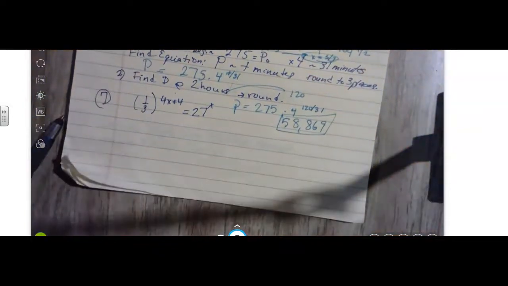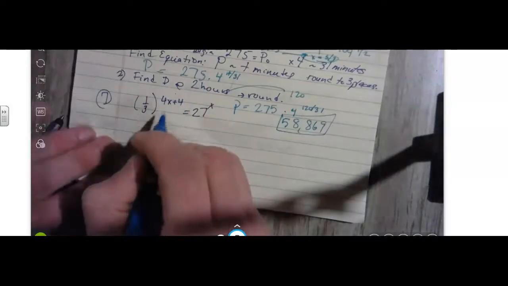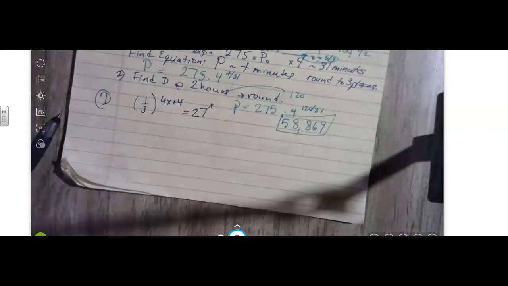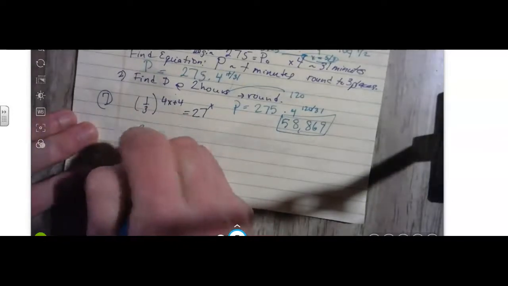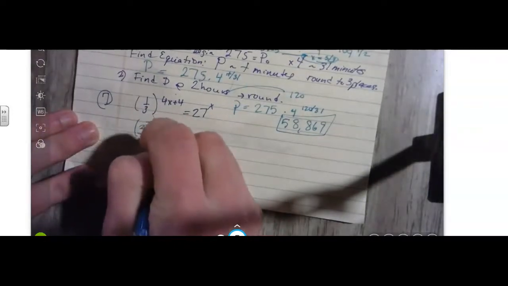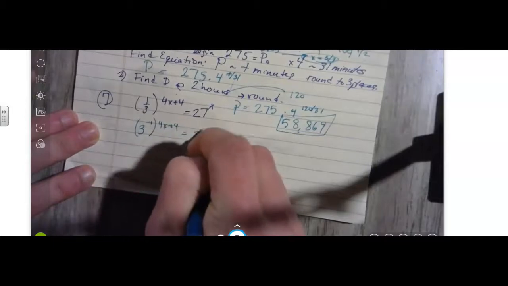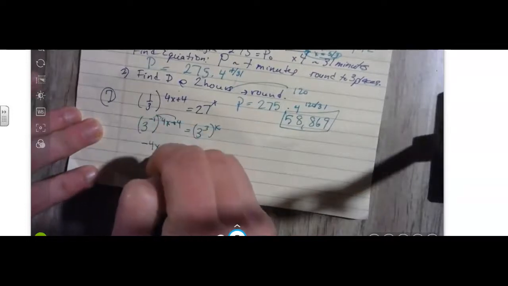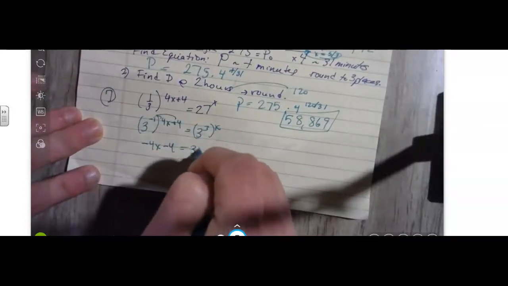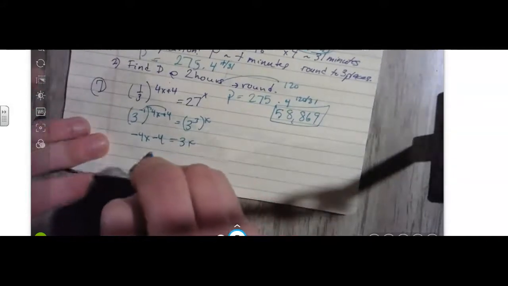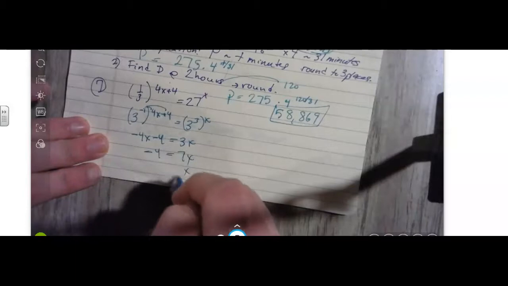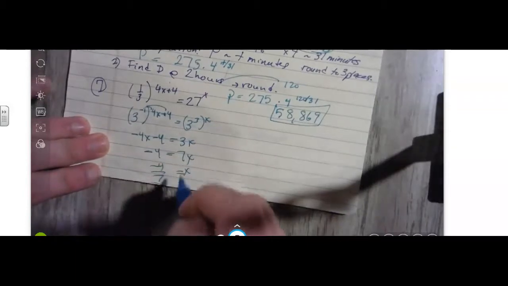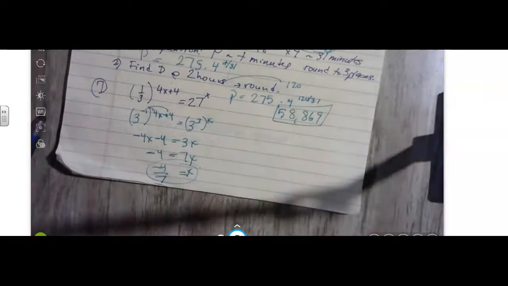Now here for number 7, what they want us to do is equate these. So equate the bases is what I would do. So I would make this 3rd power and make it -1. So it's 3 to the -1 to the 4x plus 4 is equal to 3 to the 3rd to the x, and then you equate the exponents. So you're going to get -4, distribute the negative. -4x minus 4 is equal to 3x. So then you're going to get -4 is equal to 7x, and x is equal to -4 over 7. That's the way that I would attack that one.